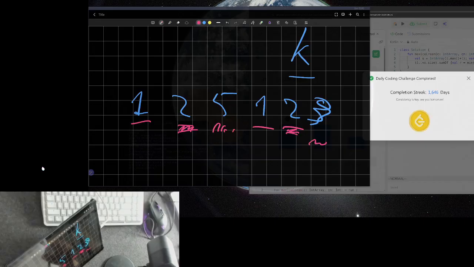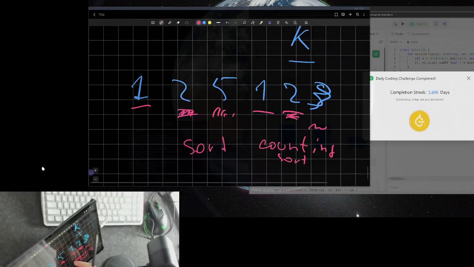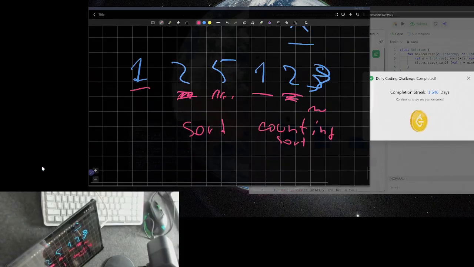So the trivial solution would be to sort, but we were asked to use count and sort. And that means we have to track the frequency of each price.